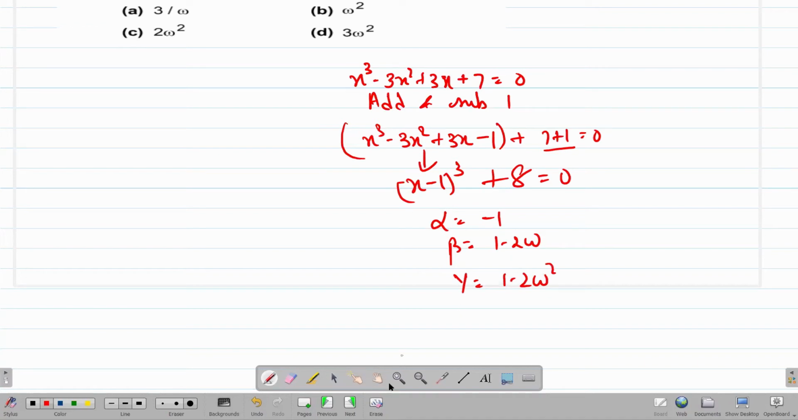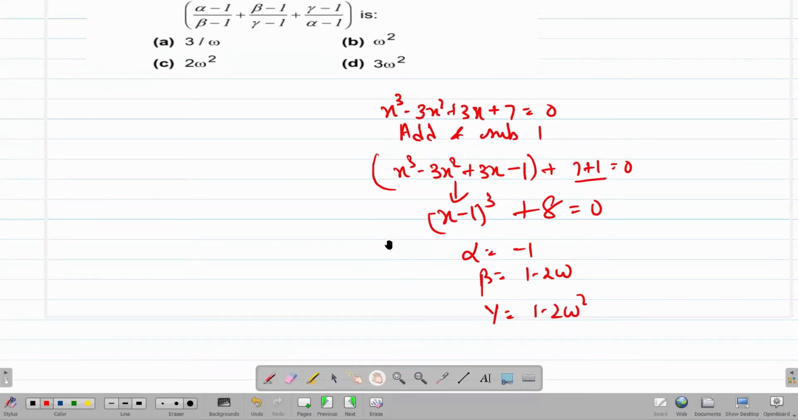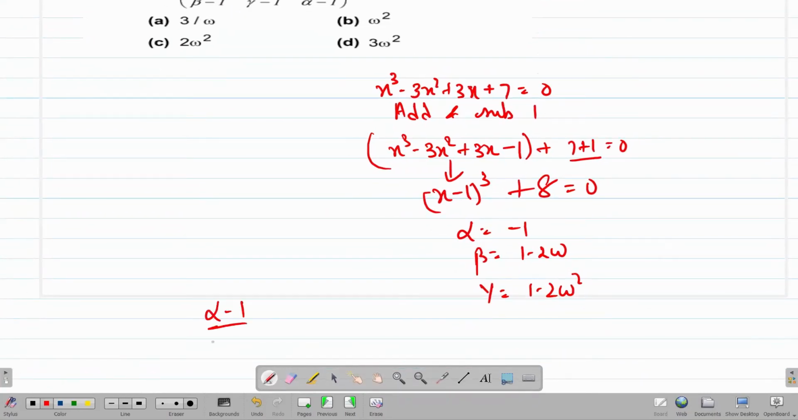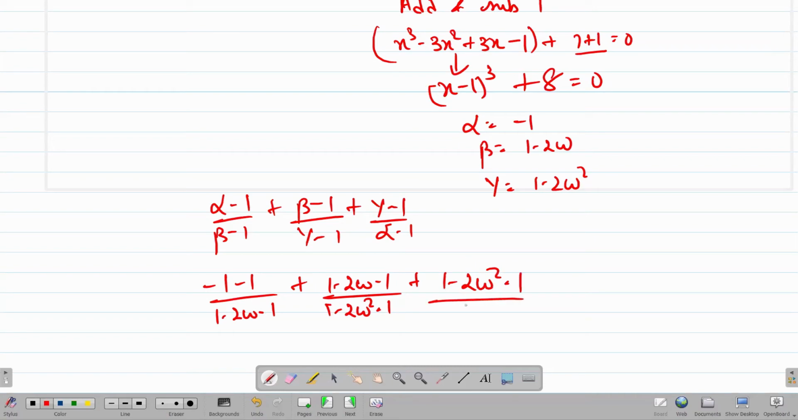Now I just have to substitute the values of alpha, beta, gamma here: alpha minus 1 upon beta minus 1, plus beta minus 1 upon gamma minus 1, plus gamma minus 1 upon alpha minus 1. So I have to just put these values here. After substituting alpha as minus 1 and beta as 1 minus 2 omega, minus 1 here, I put 1 minus 2 omega minus 1, 1 minus 2 omega square minus 1, and then 1 minus 2 omega square minus 1, 1 minus 1, minus 1.